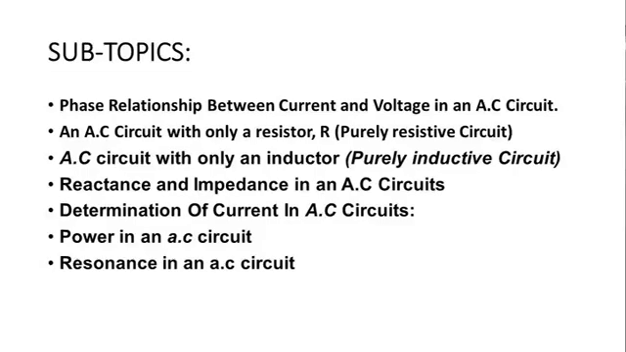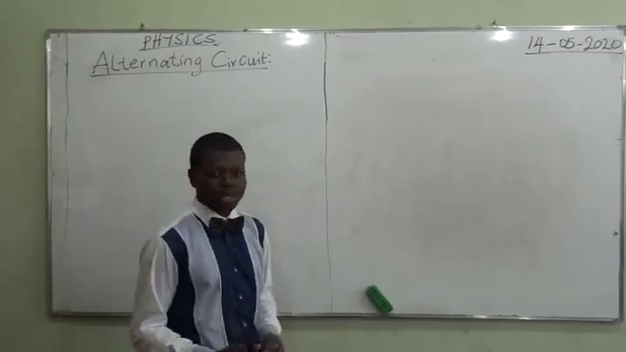We have some topics that will guide us. We shall be taking them one after the other. So there we have the phase relationship between current and voltage in an AC circuit, a purely capacitive circuit, which is an AC circuit made of only a capacitor, purely inductive circuit, then determination of current, and so on. By way of introduction, what is an alternating circuit?